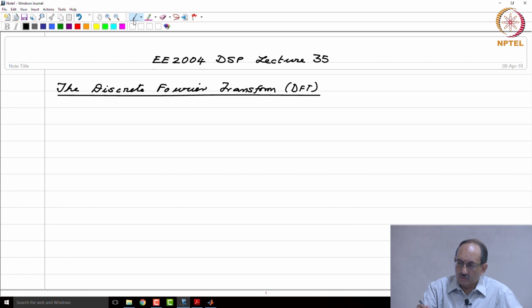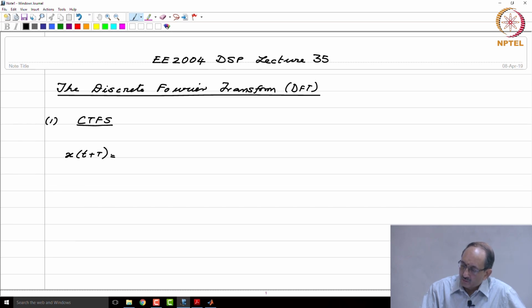So, before we begin looking at what the DFT is, it is good to review the various Fourier analyses that we have encountered so far. The very first Fourier analysis that you had encountered was the continuous time Fourier series, or CTFS, and there the assumption was the signal x was periodic, it had a period capital T, and hence it satisfied this relationship.